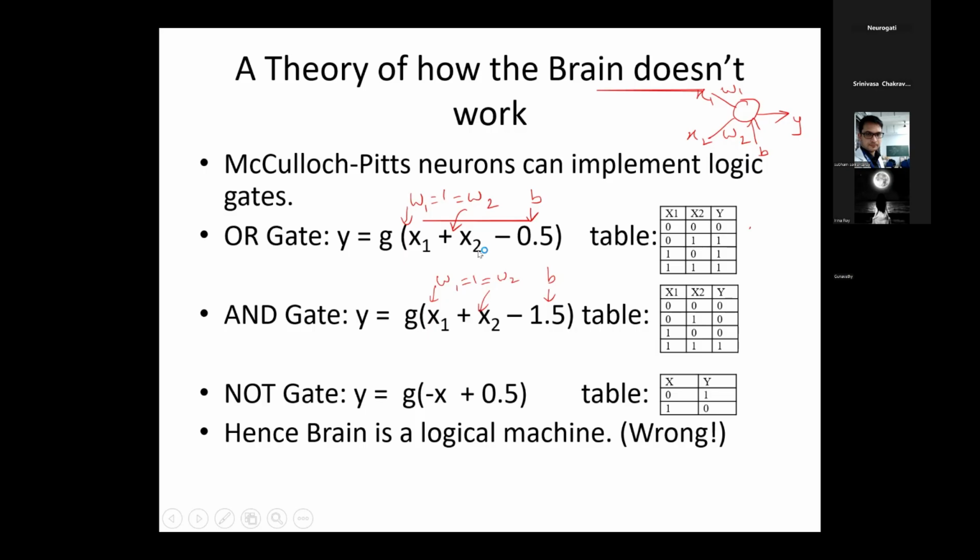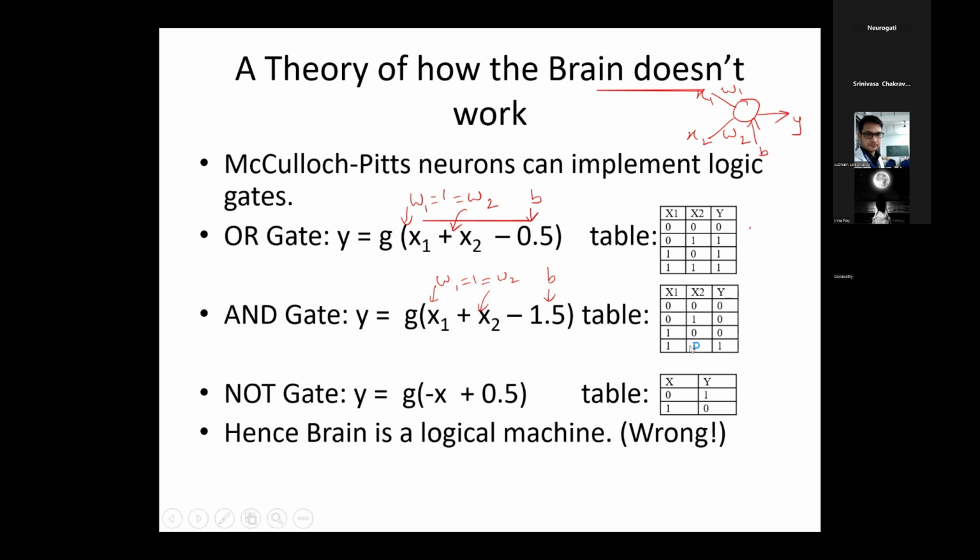Similarly, if you want an AND gate, in the AND gate, the output is 1 only when both x1 and x2 are 1s. So therefore, here again, W1 is 1, W2 is 1. The bias should now be greater than 1 in magnitude, so let's take minus 1.5. In this case, the argument is positive only when both x1 and x2 are 1s. So this expression matches the AND gate truth table.